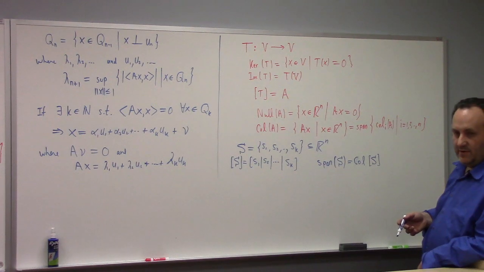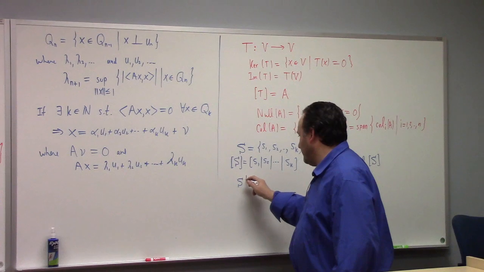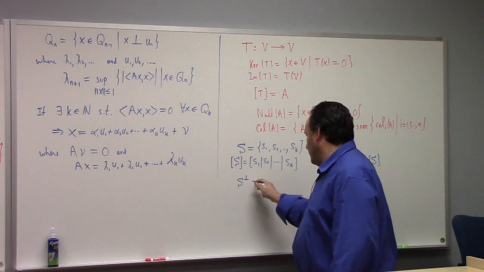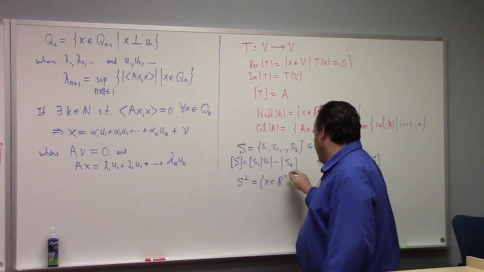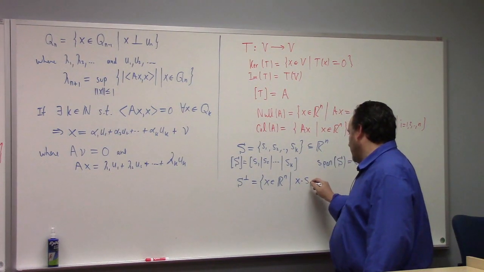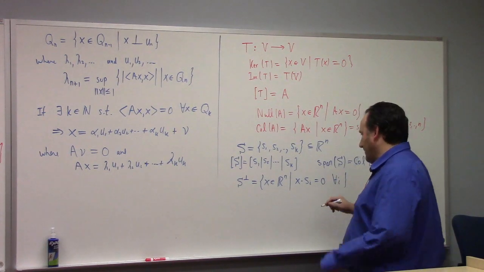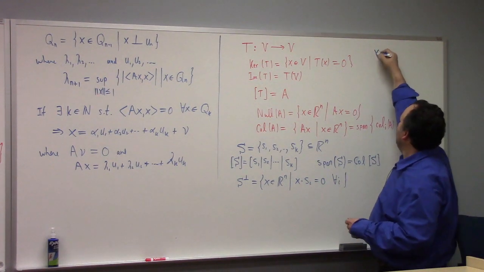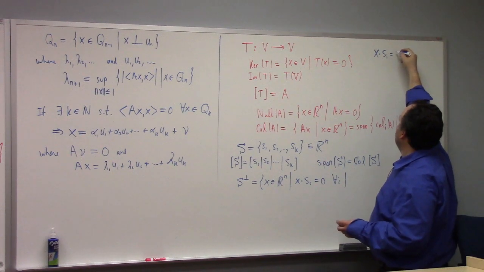What would the perp to S be? What is the orthogonal complement, with respect to the usual Euclidean dot product in Rn, S perp? So what you're looking at is x in Rn such that x dot Si is equal to 0 for all i.